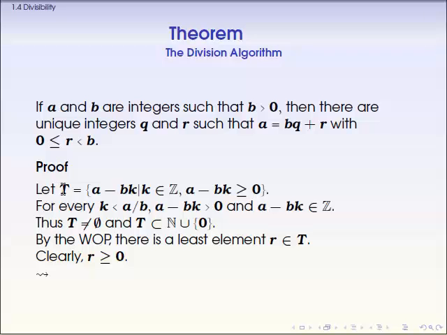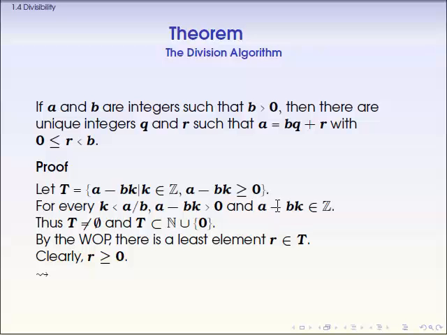Let's say the set T is a collection of a minus bk. a and b are already given, and k is any integer, but with the one condition that a minus bk should be non-negative. So let's say T is a collection of such numbers. One thing is clear, that this number a minus bk is a combination of three integers, so the result must also be an integer. And if you choose k less than a over b, then this result is always greater than 0.